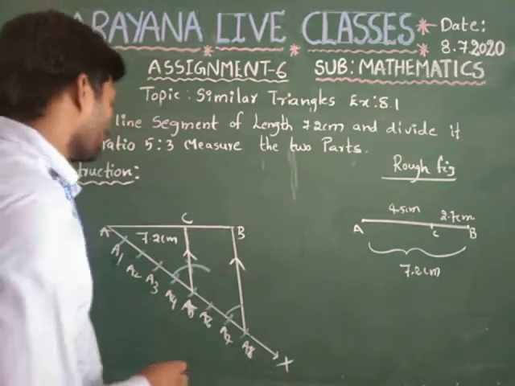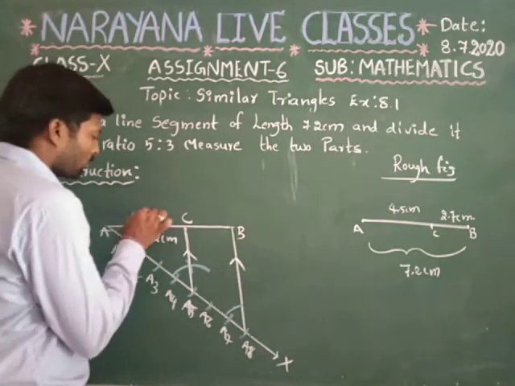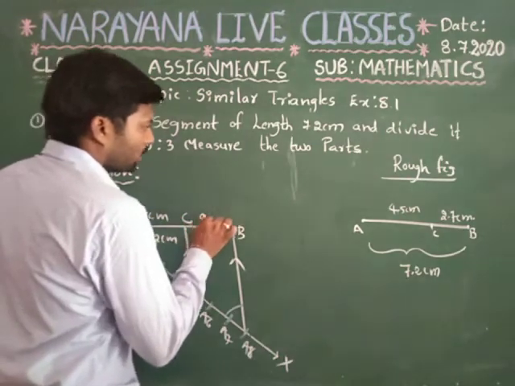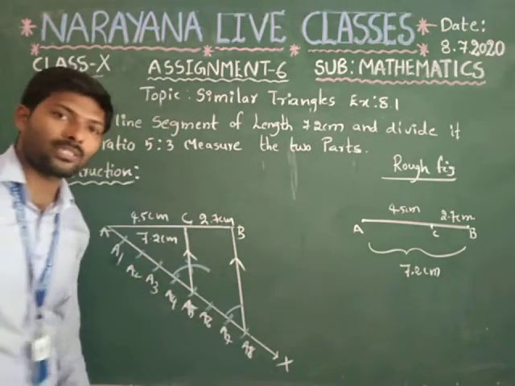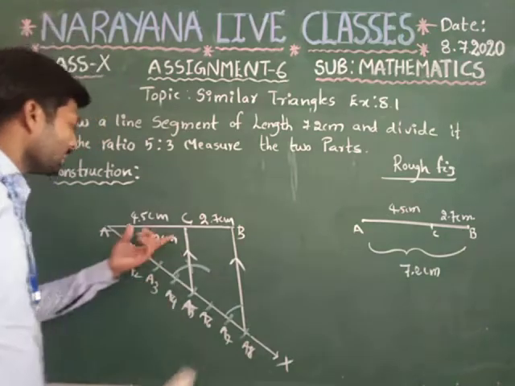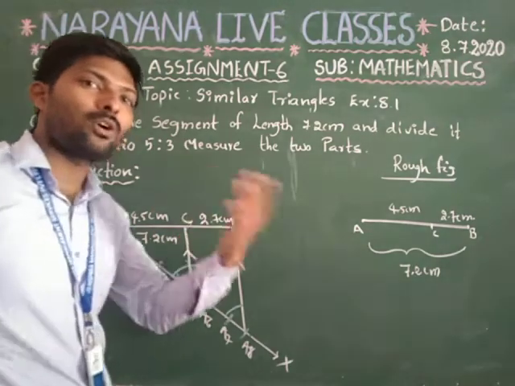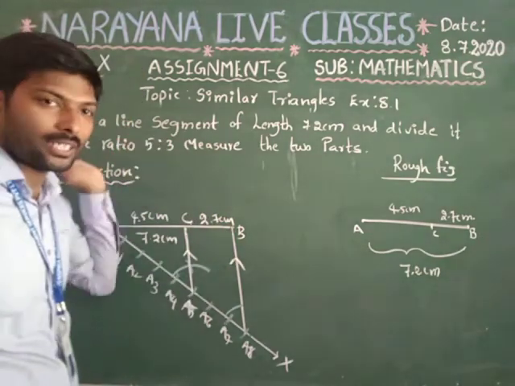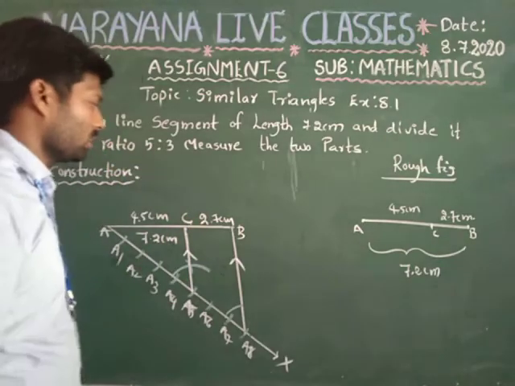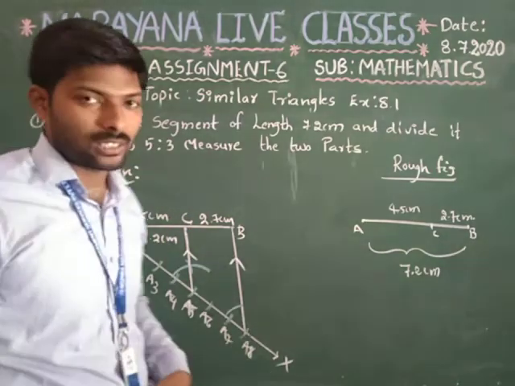If you measure with the help of a scale, AC must be 4.5 centimeter and CB must be 2.7 centimeter, such that AC to CB is exactly 5:3.